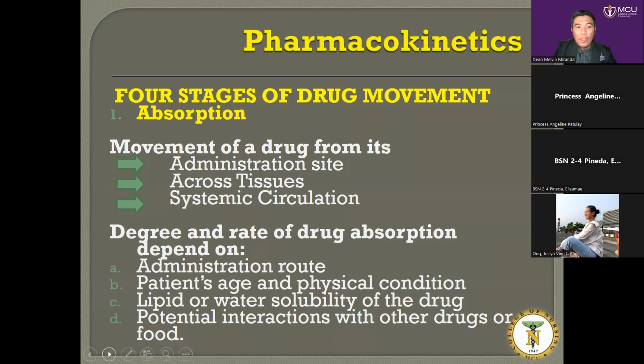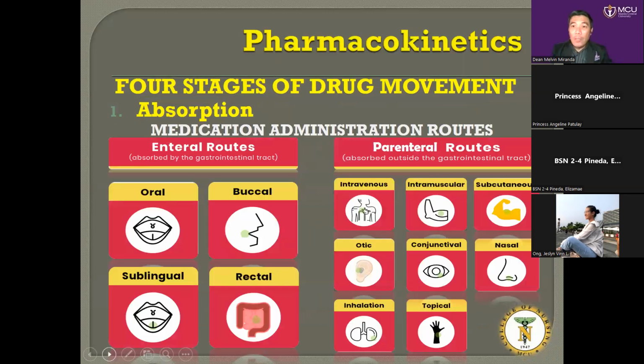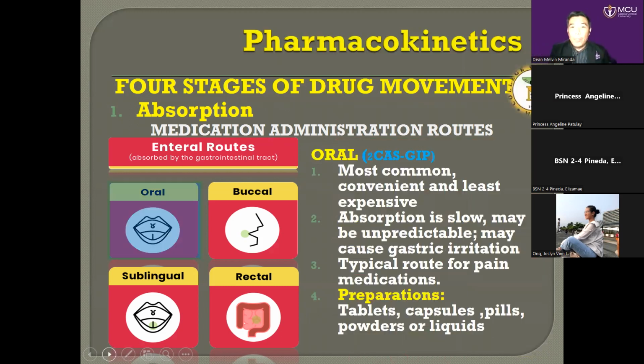So eventually, on absorption, I know that this has been oriented to all of you, and you have been given the overview on the medication administration routes. So we have enteral routes and we have parenteral routes. The enteral routes are those administrations of drugs that are absorbed within the GI tract, and parenteral routes are those drugs that are given outside the GI tract. So let's have a review. If we talk about oral medication, just remember the two-cast GIP.